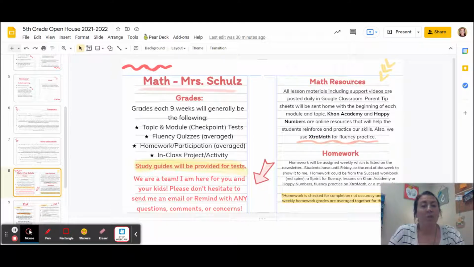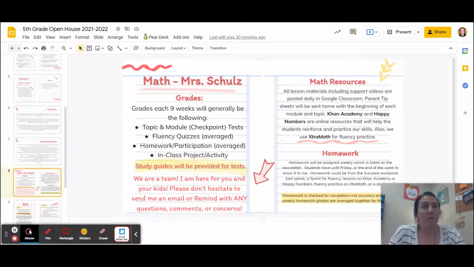Homework and participation is averaged together. Homework could look a few different ways in my class. There will be homework assigned weekly. It will be found on the newsletter. If they are not here or they can't remember what I said, it'll be found on the newsletter. It will more than likely, most of the time, be problems that are in the Succeed book, which is the one with the red spine, and I only assign maybe 3 problems a night, if that.